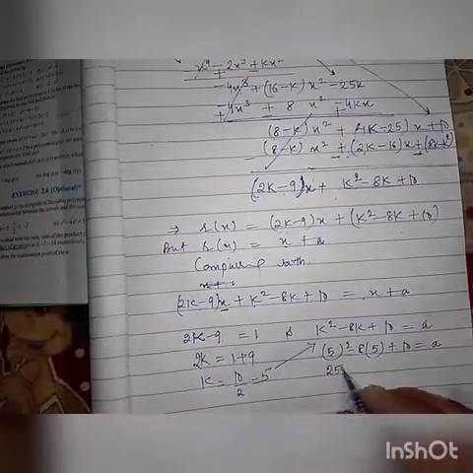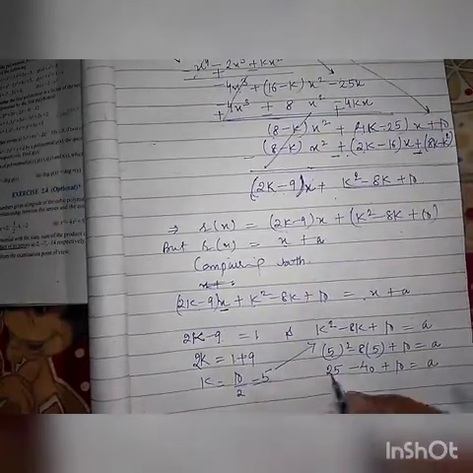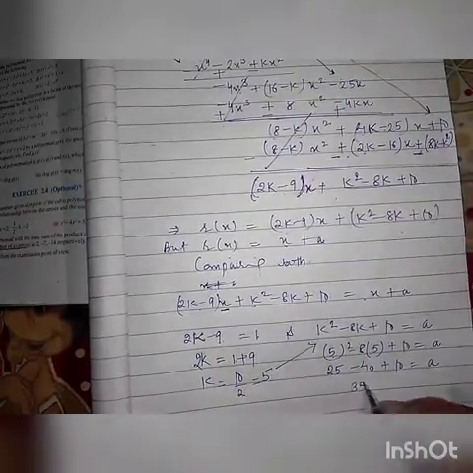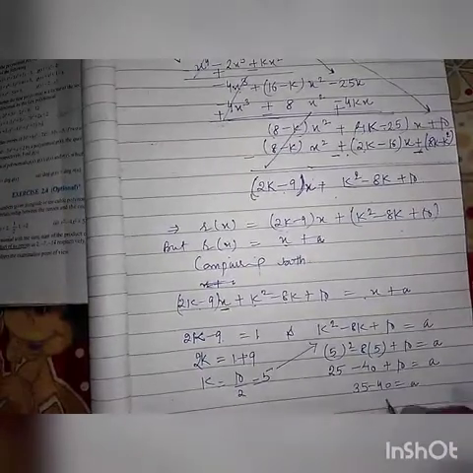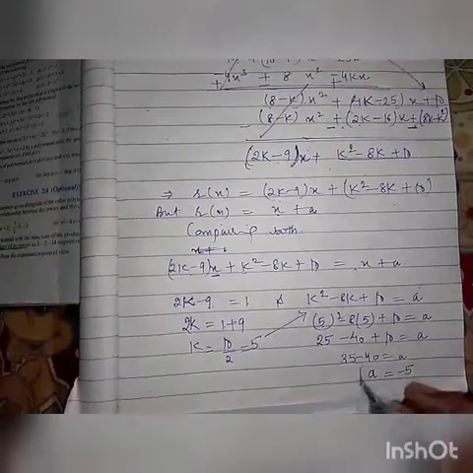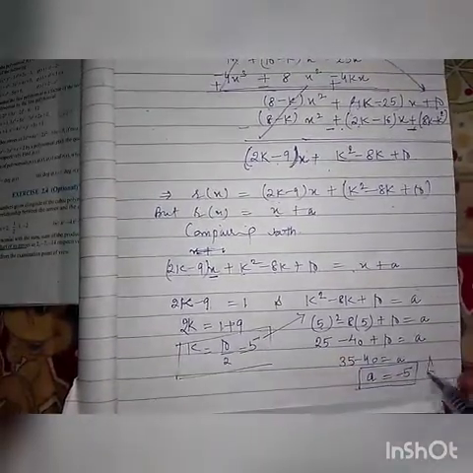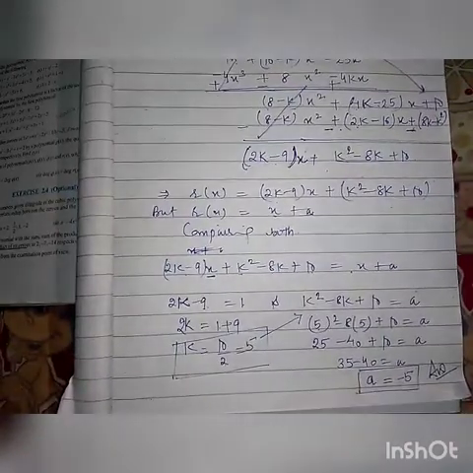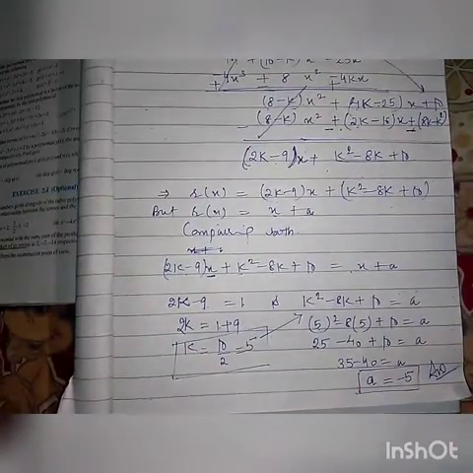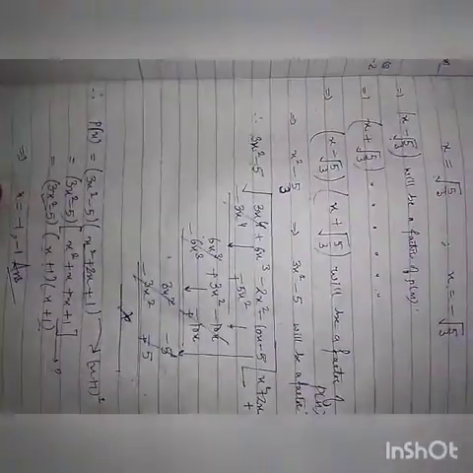5 square is 25, 8 5s are 40, plus 10 is equal to a. 25 plus 10, that is 35, minus 40 is equal to a, and ultimately a will be equal to minus 5. So this is also your answer. Here we are getting k is equal to 5, and here we are getting a is equal to minus 5. That is your last answer. Clear?